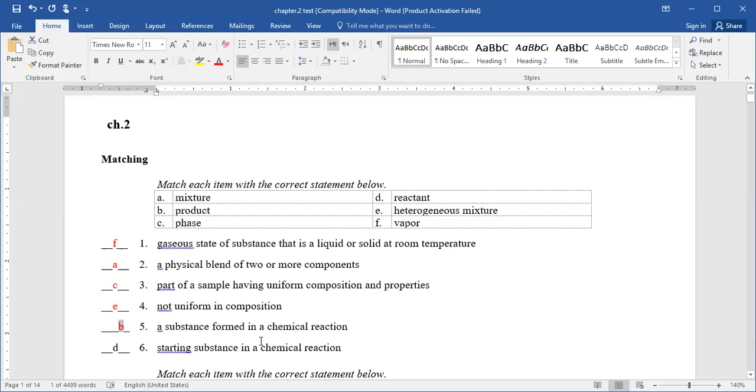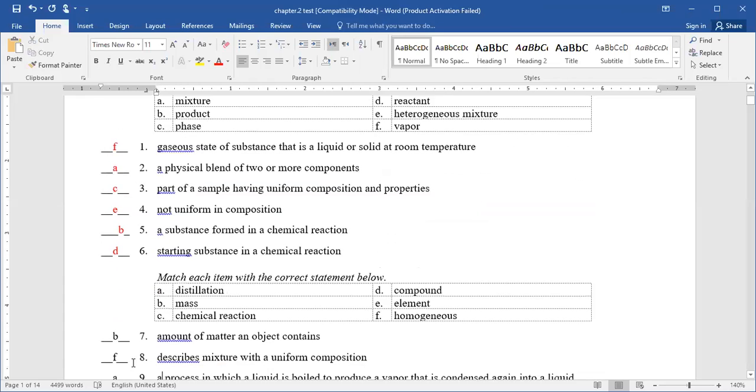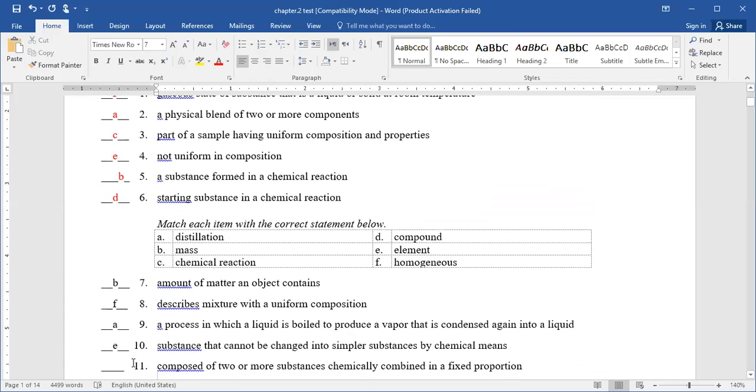Starting substance in a chemical reaction. If I start, I will start by reactant, and it will be number D. Let's move on and match each with the correct statement below. The amount of matter an object contains, I'm talking about the amount, it would be mass, and it will be number B.